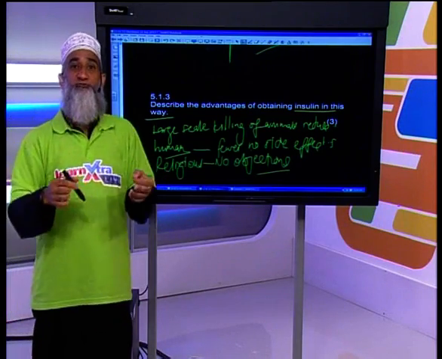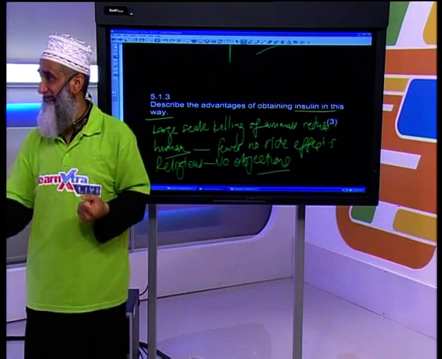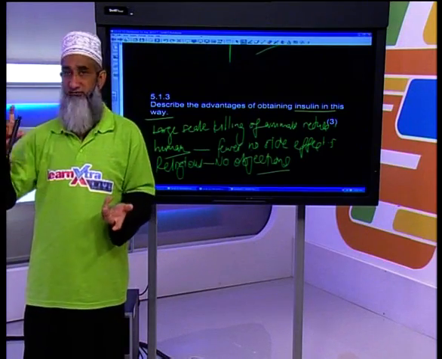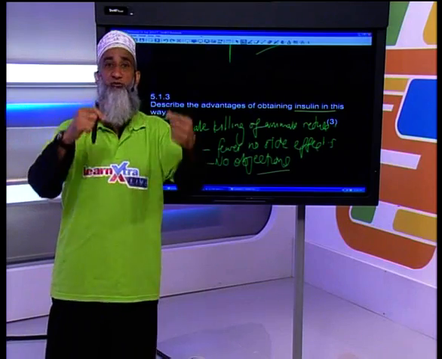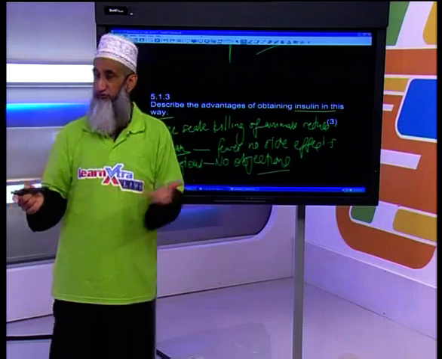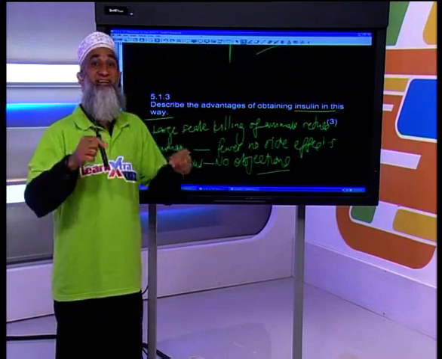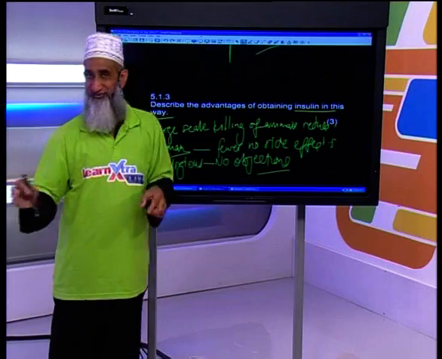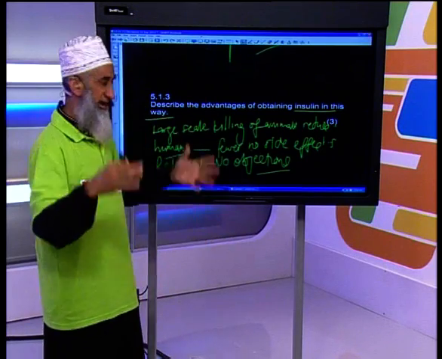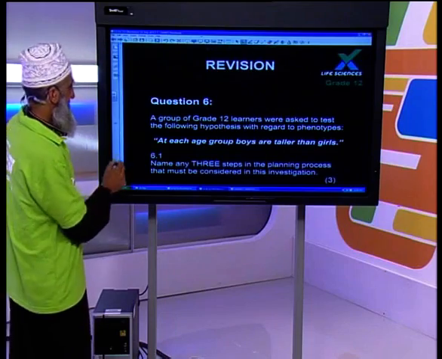Also, because we're getting it and we're producing it synthetically now, you can buy a vial. Keep it in your fridge. Whenever you need it, you take it and you inject yourself with the insulin. So that also, you can get the insulin on demand. You buy it from the pharmacy, you store it in the fridge, and you use it when you need to use it.